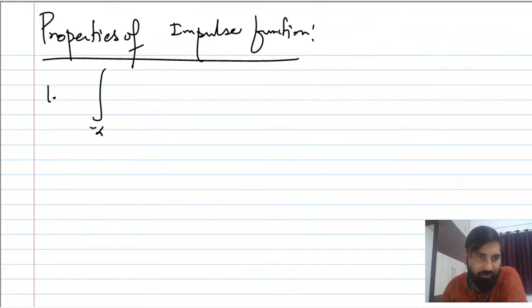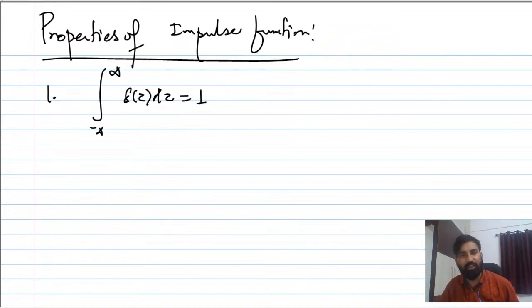Area under the curve from minus infinity to infinity, delta tau d tau, equal to 1. See, you can write delta t dt. Tau is just a dummy variable. You can choose any variable. You can choose u, delta u du. You can take x as well, but time is one of the independent variables we always consider in signals and systems.